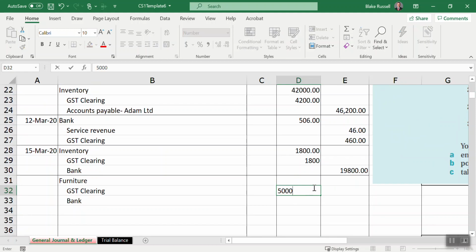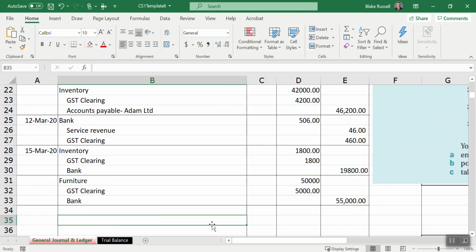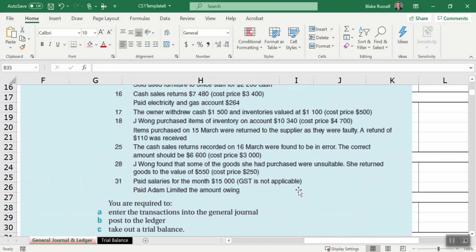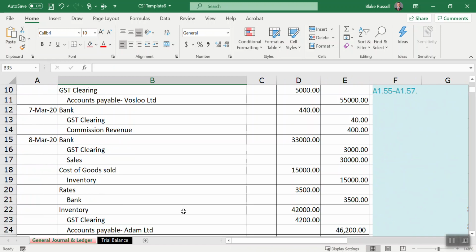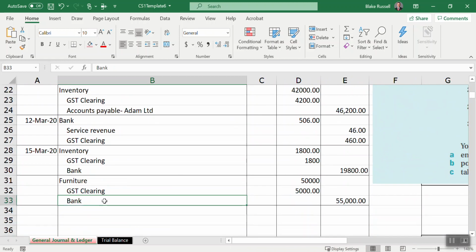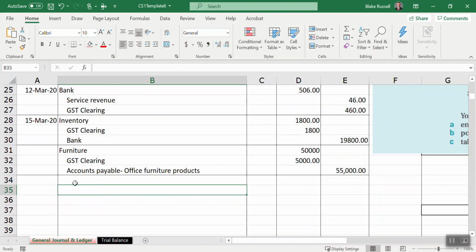$55,000. Next one. Sold, purchased for office furniture products. Whoops, what did I do there? Oh, it's not bank. Yeah. Office furniture products.